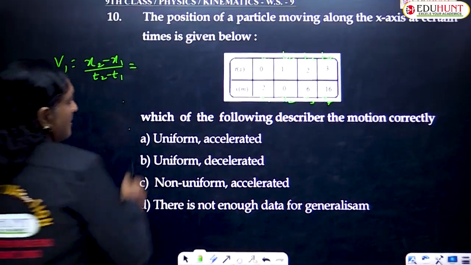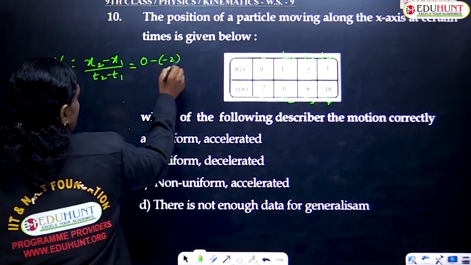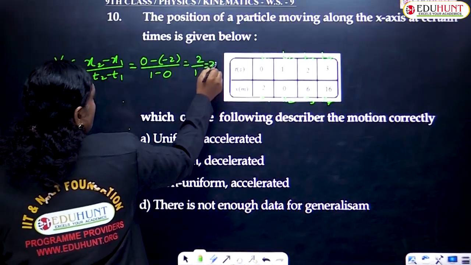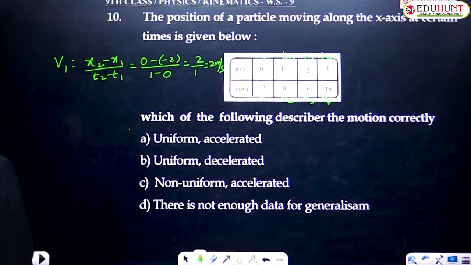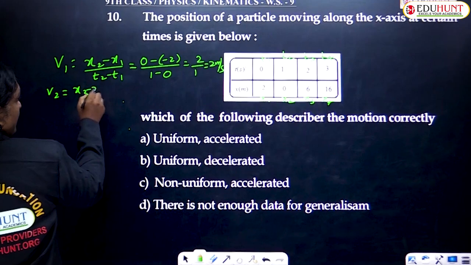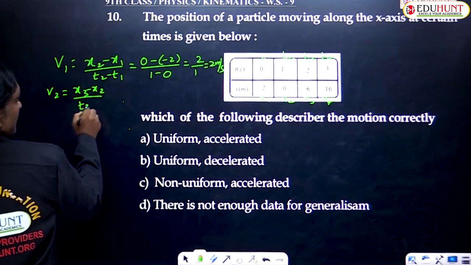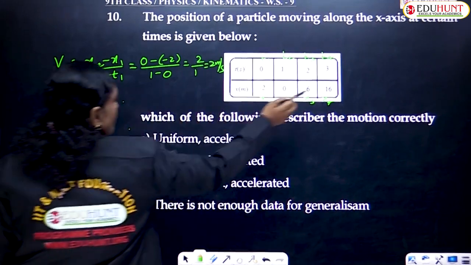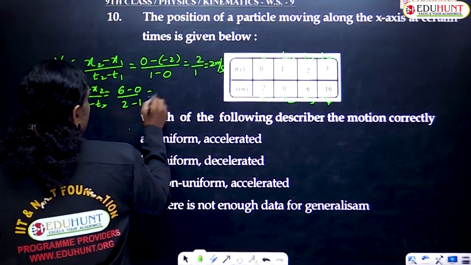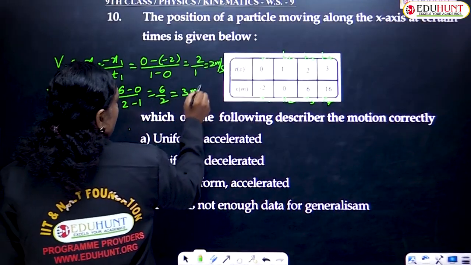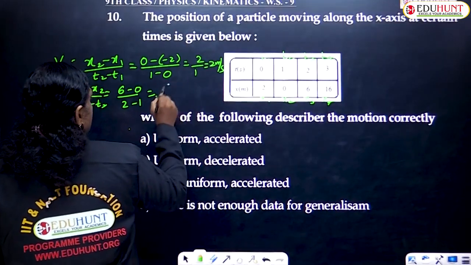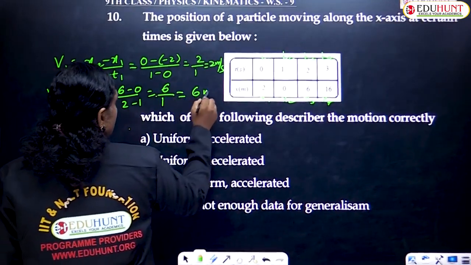How much is that, children? 0 minus of minus 2 upon 1 minus 0. Minus of minus 2 is 2, by 1, is nothing but 2 meter per second. Similarly, v2 can be written as x3 minus x2 by t3 minus t2. It's nothing but 6 minus 0 upon 2 minus 1. 6 minus 0 is 6, upon 2 minus 1 is 1. It is 6 meter per second.